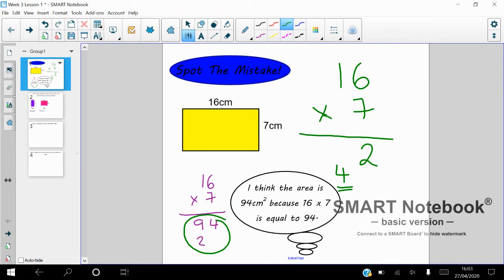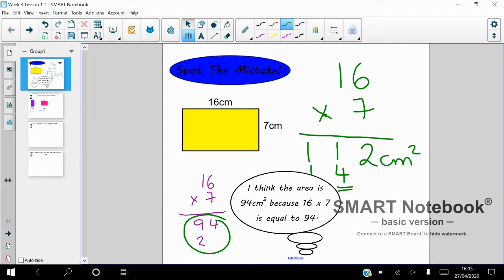Now I can't put 11 straight into my tens column. 11 tens is 110. So I need to put the 100 down into the hundreds column, keep the 10 in my tens column. I've finished all of my multiplying now, so I can bring up my regrouped digit. So my answer should be 112 centimetres squared.